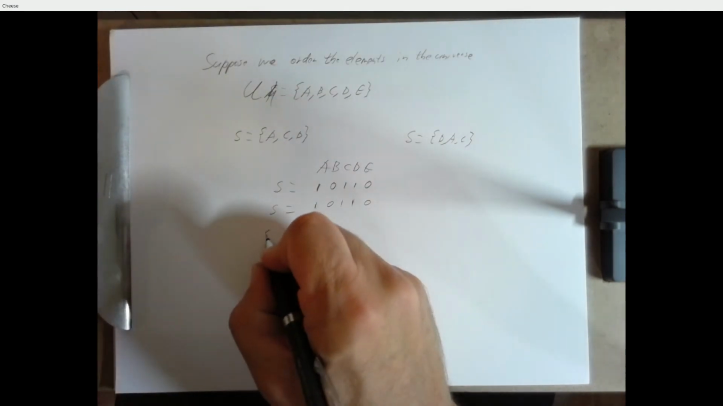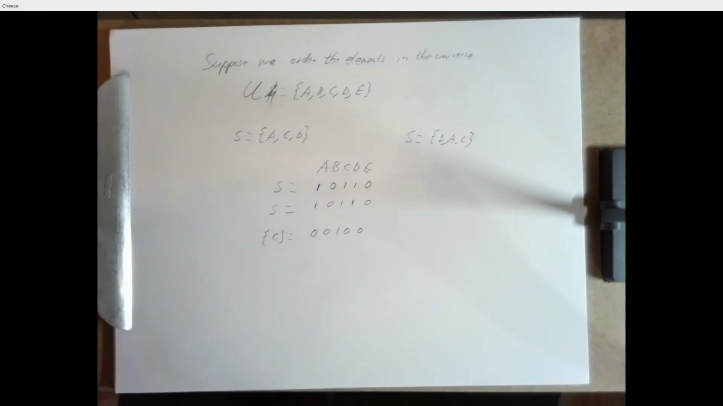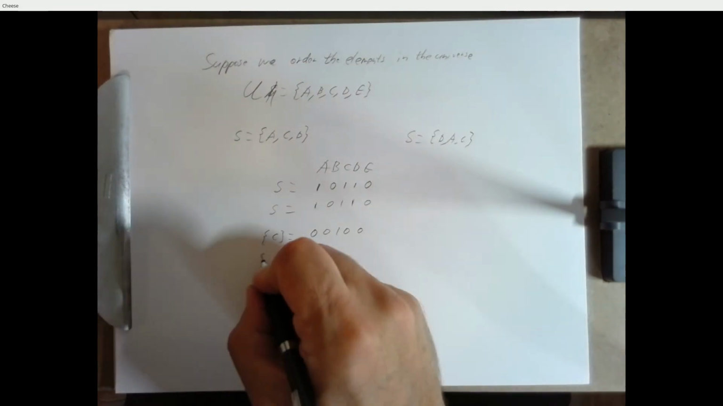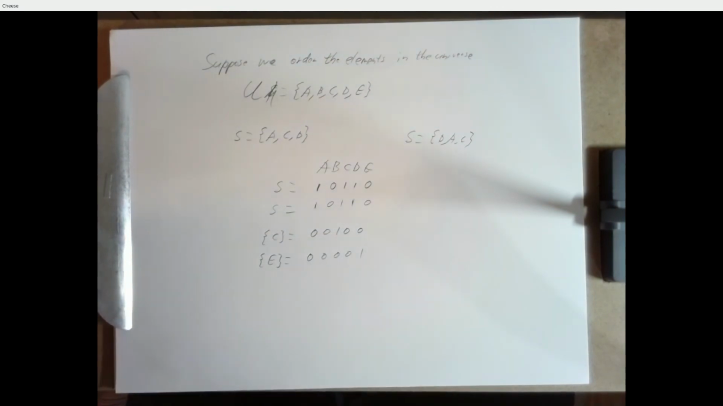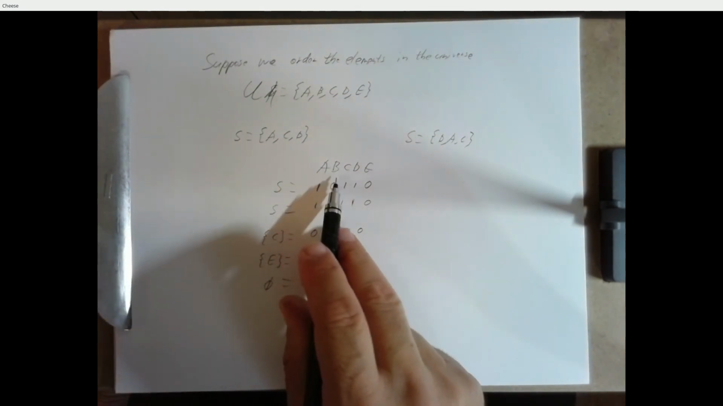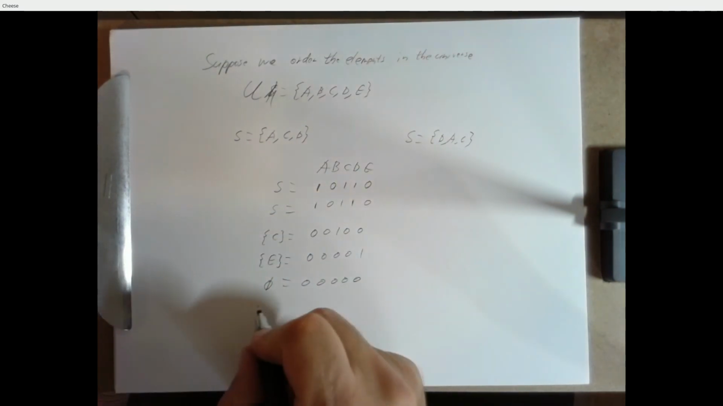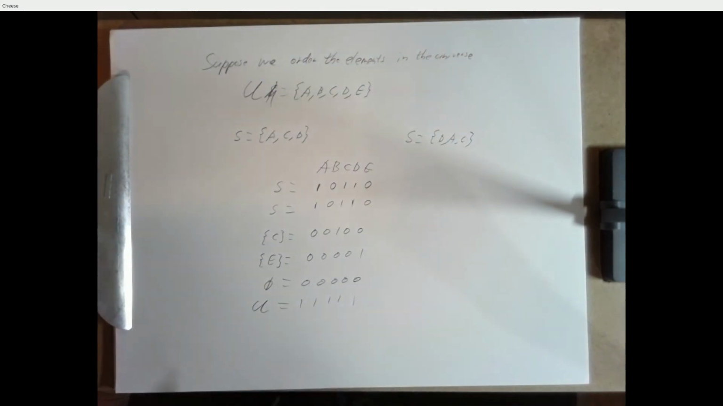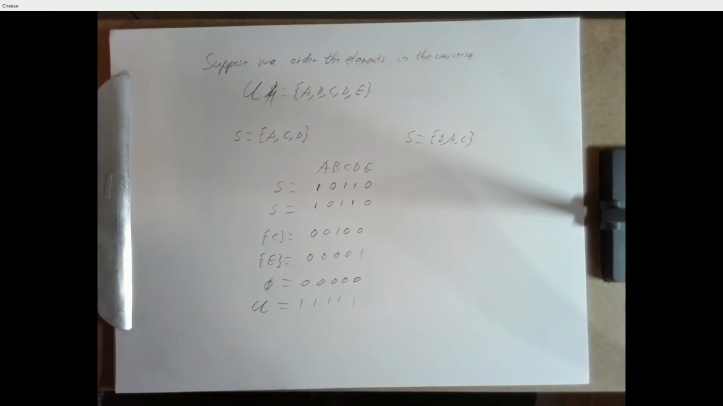So if I have just the set C, that would correspond to the code 00100. If I have the singleton set E, that would correspond to the code 00001. So what's the coding for the empty set? It's all zeros. It's saying A is not a member of the set, B is not a member of the set, C, D, and E are not members of the set. And if I want to describe the entire universe, coding for that is a set of ones. It's basically saying each one of these elements belongs to our set. Well, that makes this set the universe.